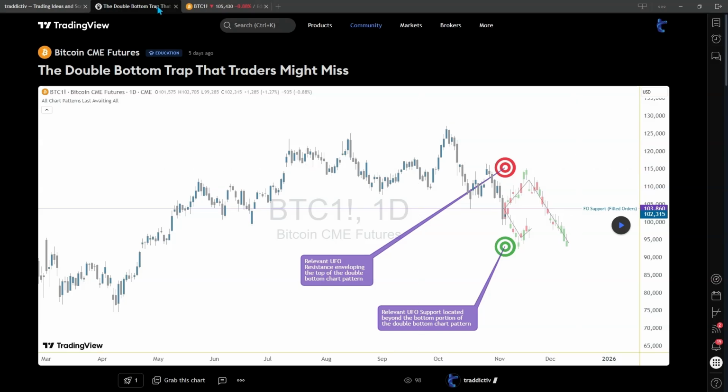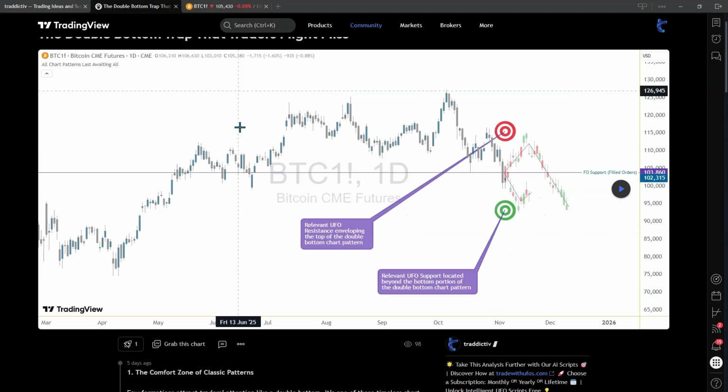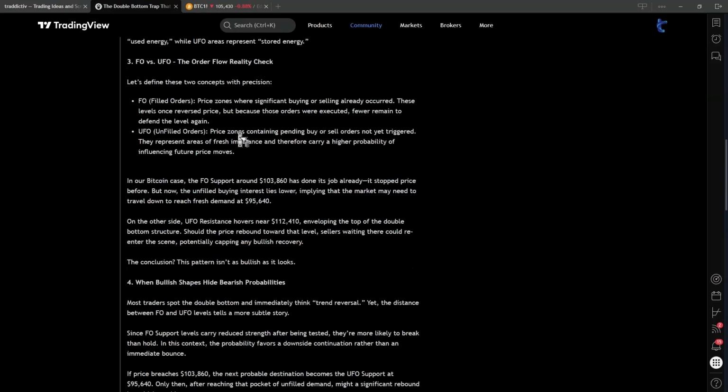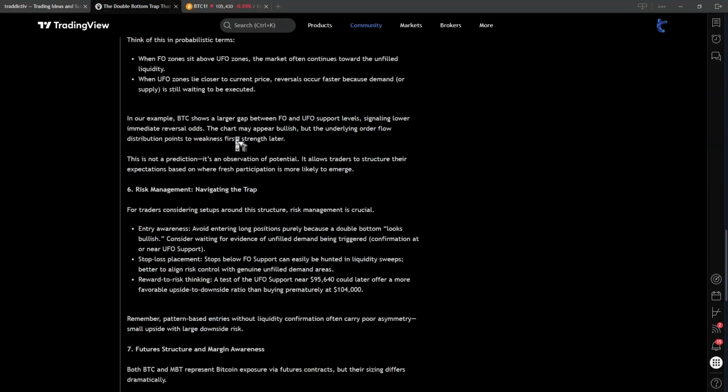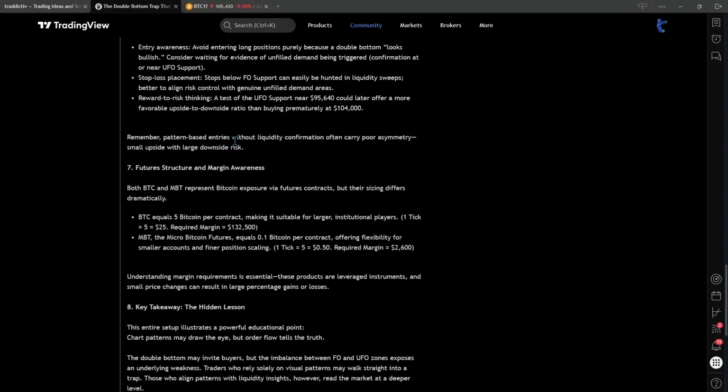Okay, now in this analysis, and this is what the article goes over here, which I'm going to explain using real-time charts. The thing is that in the end, the setup that we have in front of us is actually much more bearish than bullish.